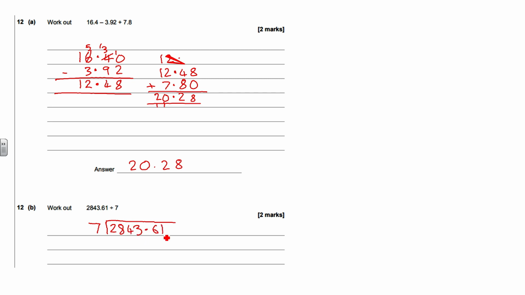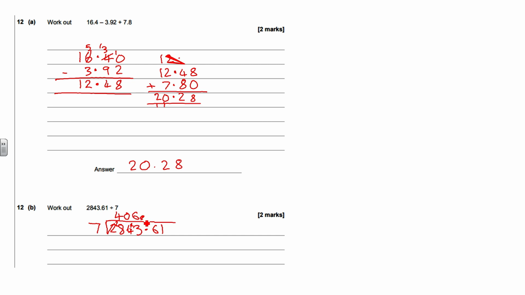So how many 7s are in 2? That doesn't work, so we use the 2 as 10s over here. How many 7s in 28? Well, 4 7s are 28. 7s into 4, we get none, so then we use the 4 as 10s here. 7 6s, 7 times 6 is 42.